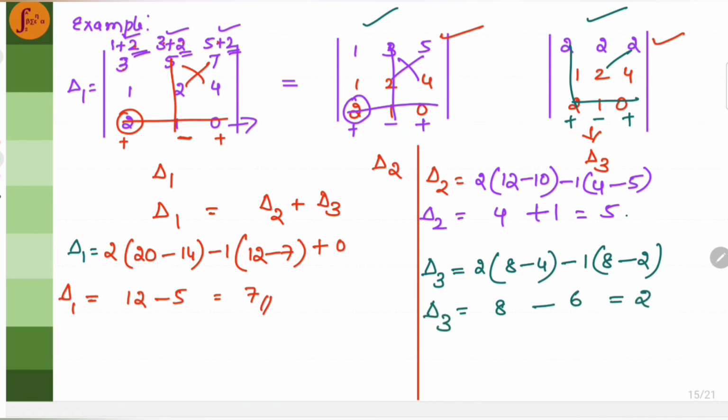Now, if you notice, add this determinant 2 and determinant 3. This is what we are supposed to be adding. Determinant 2 and determinant 3 when we add, determinant 2 plus determinant 3 is 7 and determinant 1 is 7. So the property is proven that determinant 1 is determinant 2 plus determinant 3.